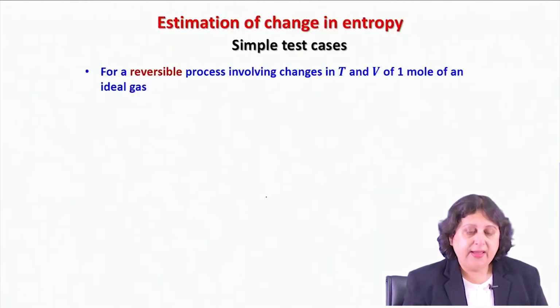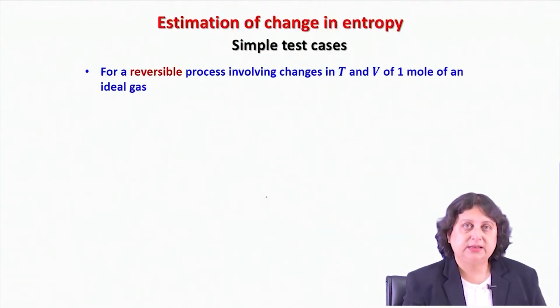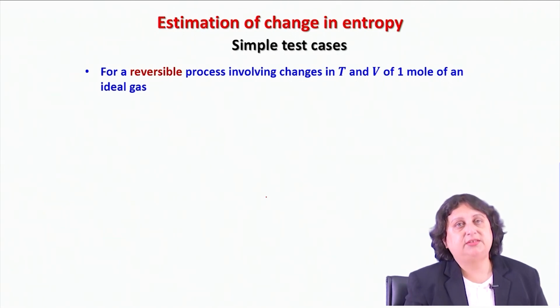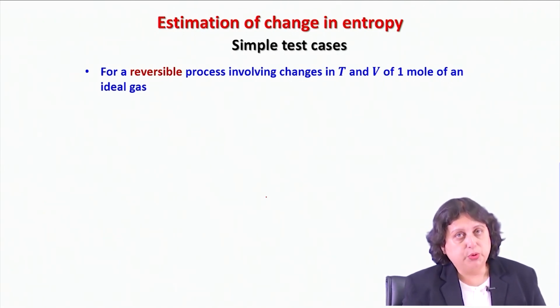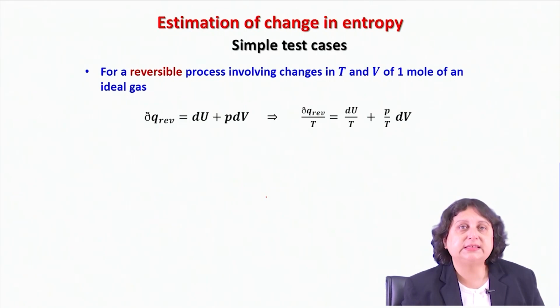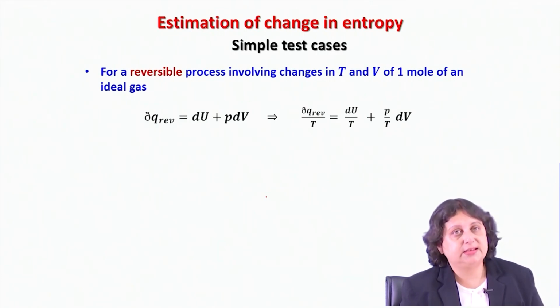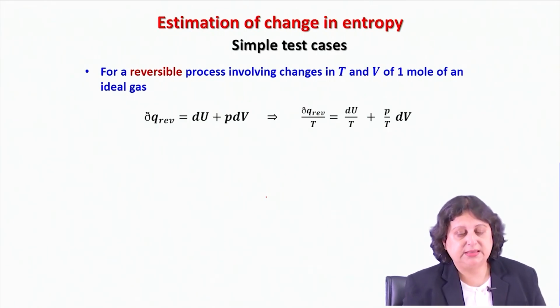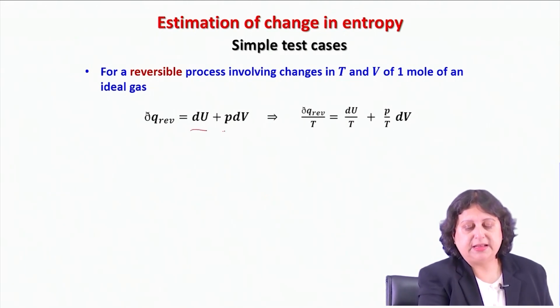Now, if I have a reversible process that involves changes in temperature and volume both for 1 mole of an ideal gas, I can very easily write that dQ reversible is equal to dU plus pdV.